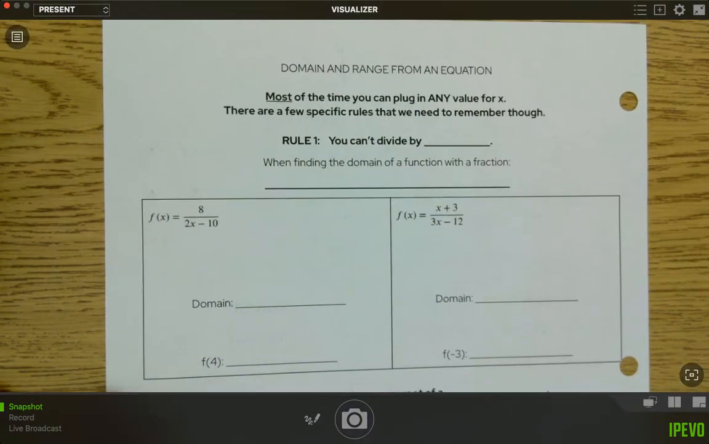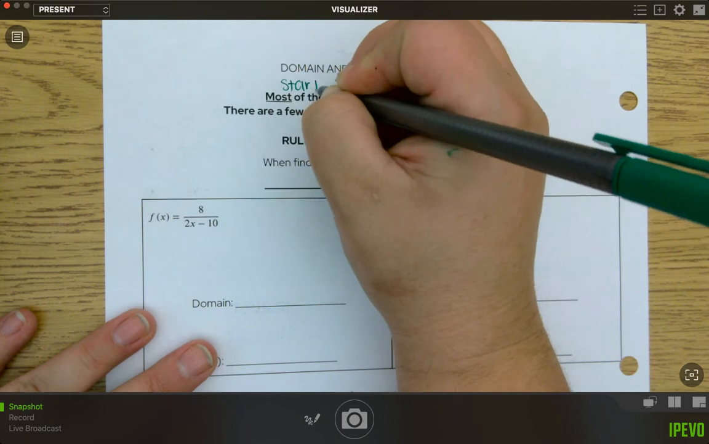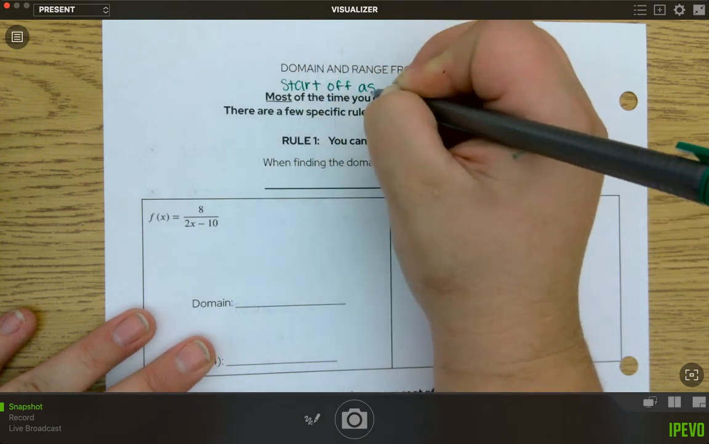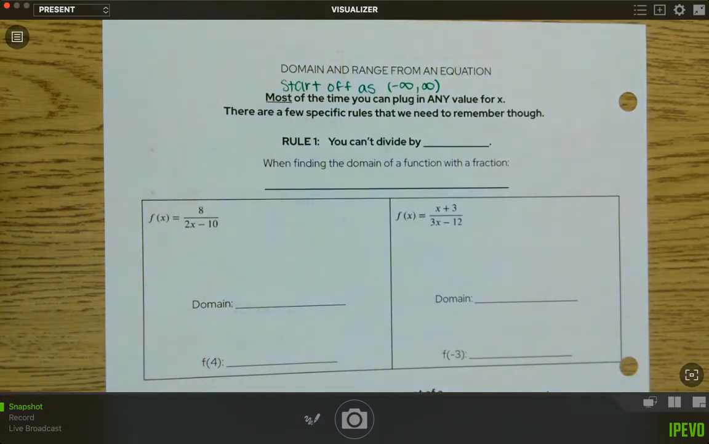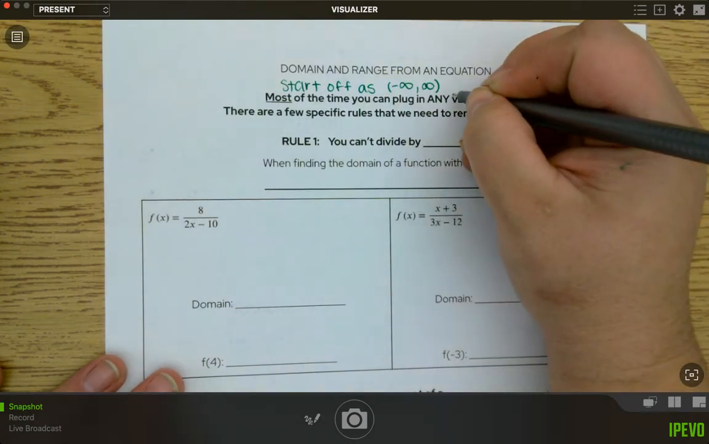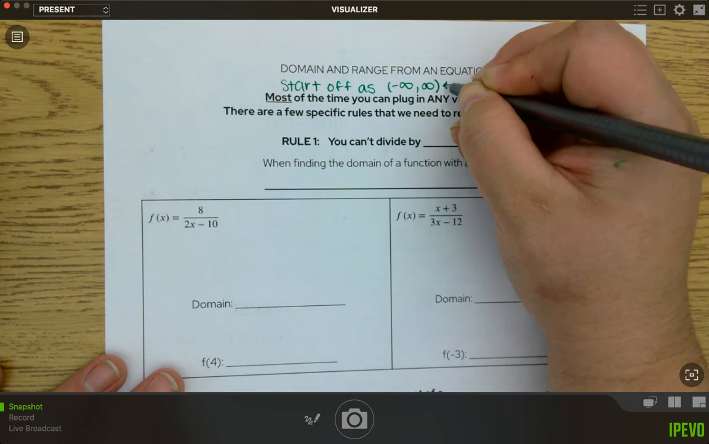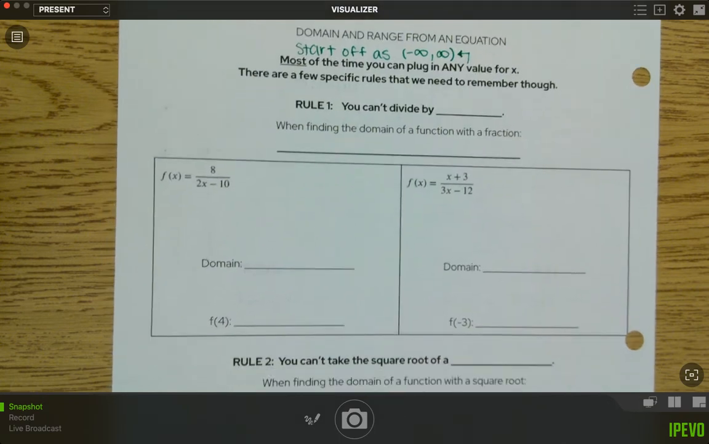First of all, most equations start off as negative infinity to infinity, until we start throwing weird things with special rules in there. Okay, this is what it means by most of the time you can plug in any value. Any value means anything between negative infinity to infinity. But there are two specific rules we need to follow. They are the weird ones where you're not allowed to do certain things in math.